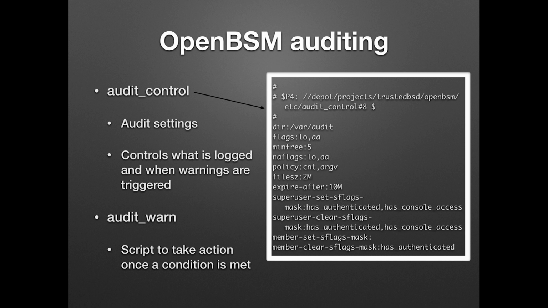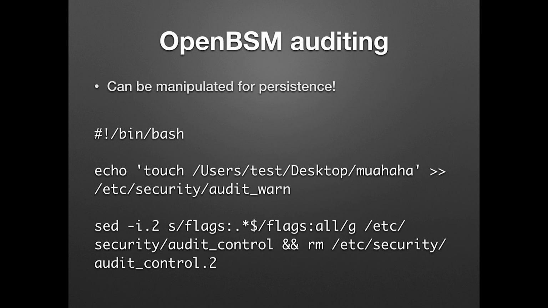One thing that I know triggers it is, if you look up there, there's a minfree. If you look right here, minfree 5. That says that when you've got, I think it's 5 percent of space or less on your hard drive, it's going to trigger that audit_warn script. So that's one condition. However, these flags here, you'll see it says flags lo, aa. Those also have some bearing on when the script gets run. So let's take a look here at the next slide.